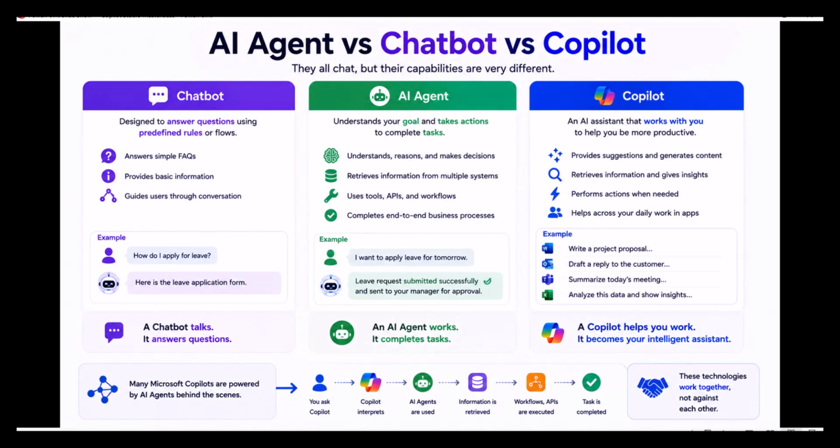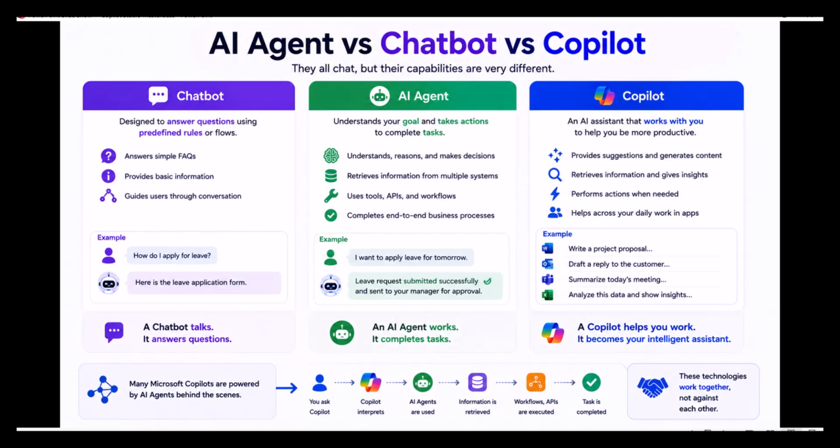Now let's look at an AI agent. An AI agent goes much further. It does not just answer the question, it understands your goal. It can retrieve information from different systems. It can make decisions based on the information it retrieves. It can use tools. It can call APIs. It can trigger workflows. It can complete business processes. For example, instead of saying, "Here is the leave application form," an AI agent actually submits the leave request for you.